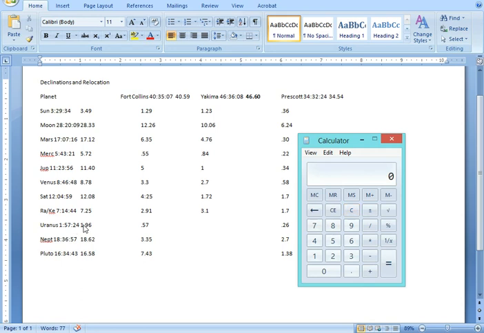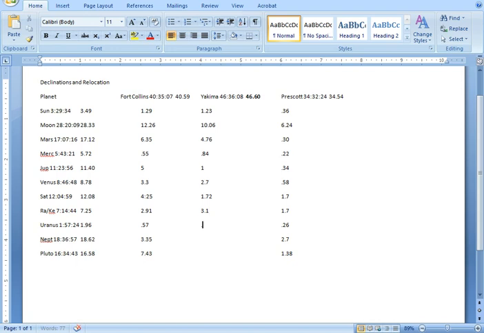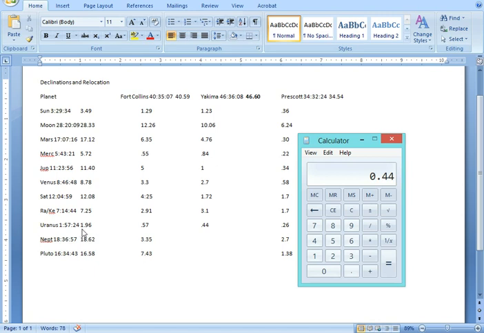Uranus at 1.96, well, 1.96 times, say, let's do 23 and see what we get. Comes out to 45.8, but I think if we add another 1.96 to it, which is Uranus's declination, we get 47.04. That's closer. Minus 46.6 gives us 0.44. So Uranus is quite close, as it always will be because it only has a declination of 1.96 degrees.